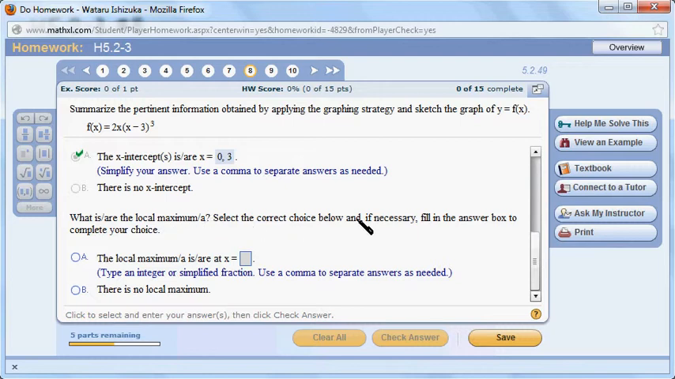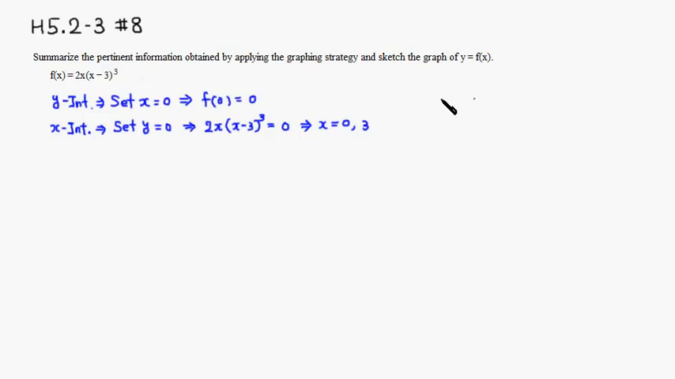What is the local extrema? Let's say we're looking for a local max. In order to find a local max, we're going to take the derivative to find the critical numbers. So f prime of x is equal to, 2 is just a constant multiple, so I put it here. Then I'm going to use the product rule. The first guy is x, the second guy is quantity x minus 3 cubed.